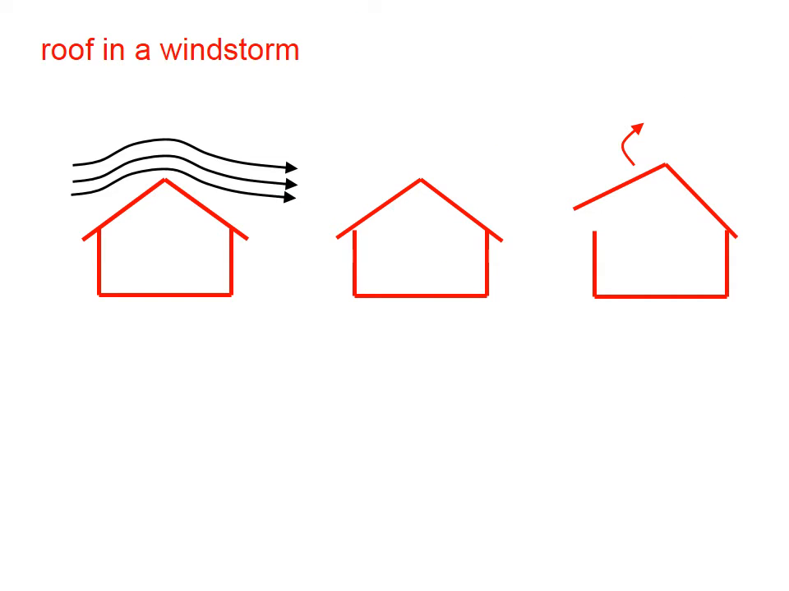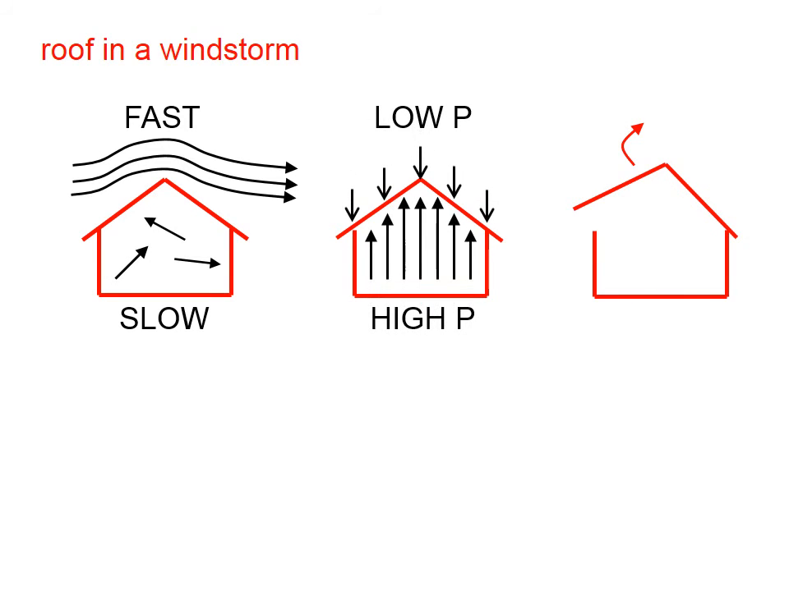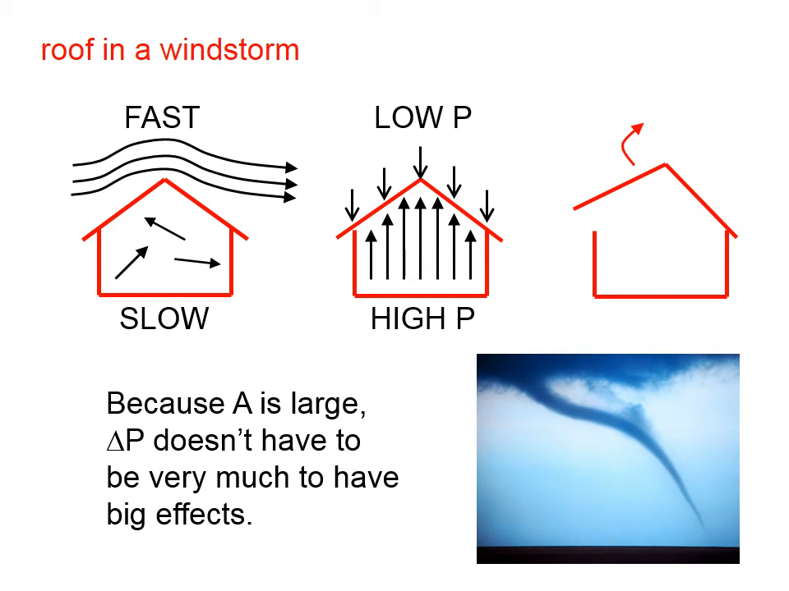How about in a windstorm? We've got wind, all of these fluid particles traveling parallel to the roof. Inside, there is a net lower velocity. Fast-moving fluids exert lower pressure. Slower-moving fluids exert higher pressure. This is going to tend to lift the roof up. And because the surface area on a roof is quite large, the pressure difference doesn't have to be very much to have big effects. That roof lifts up a little bit, then the wind can catch underneath it and possibly rip it off.